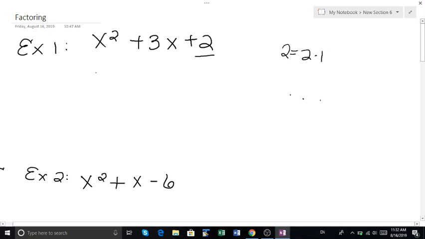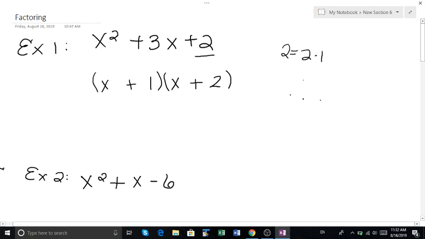So that means I'm going to set up my parentheses here. Please forgive the somewhat sloppy writing. I just got this digital tablet and I'm still getting used to it. All right, so here we go. We said positive 1, positive 2. So now we can see that positive 2 times 1 gives us a positive 2. Positive 1 plus positive 2 gives us a positive 3.